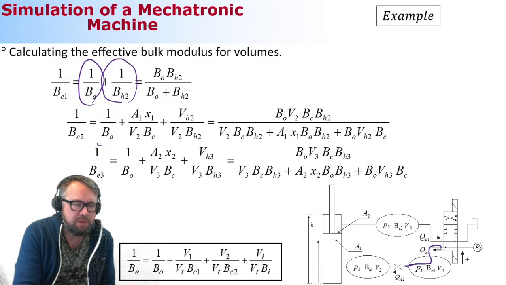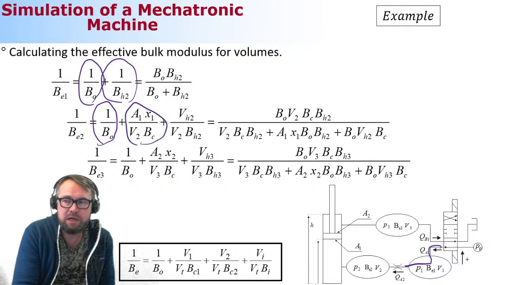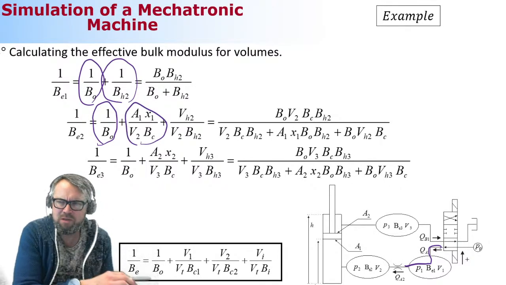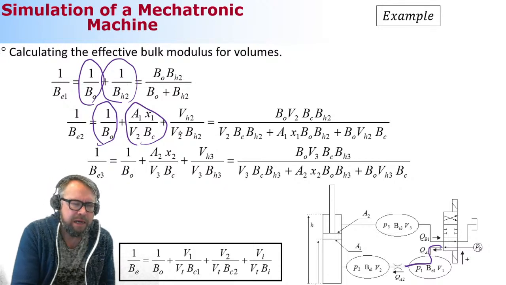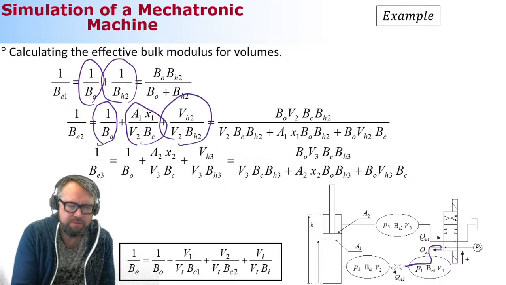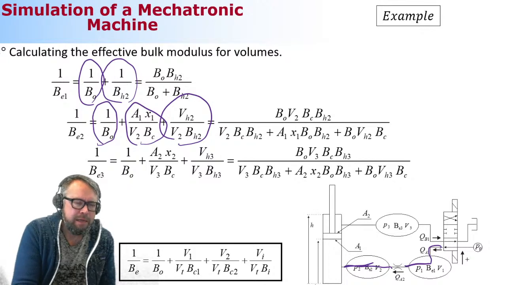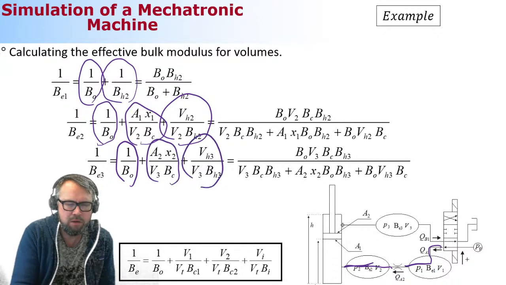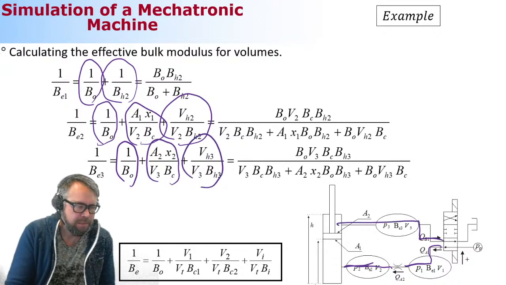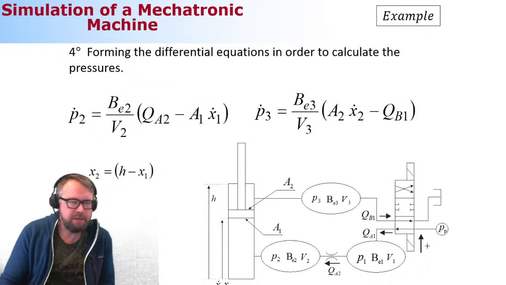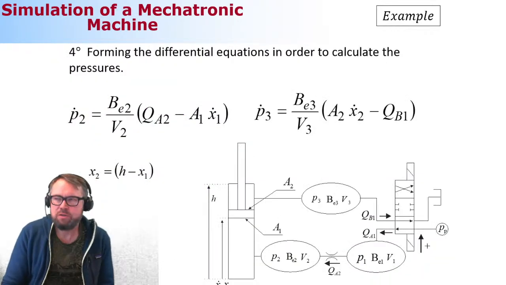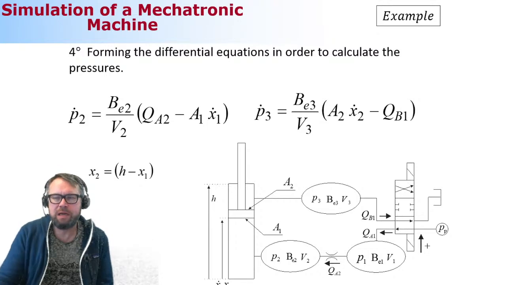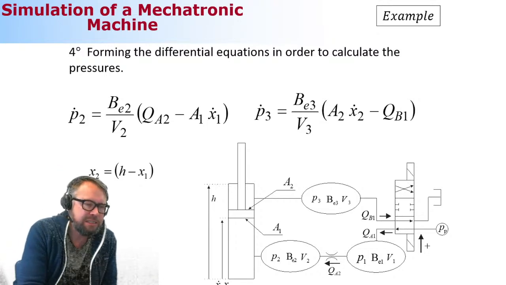Second one, we are accounting for the flexibility of oil, the flexibility of the hydraulic chamber, which in most cases is insignificant, and the flexibility of the hose line too, this one here. Third one, flexibility of oil, flexibility of the hydraulic chamber, and the flexibility of hose line three, this one here. Okay, and then pressures. This is the difficult one. This was what I was referring to as a difficult one. This is step number four.